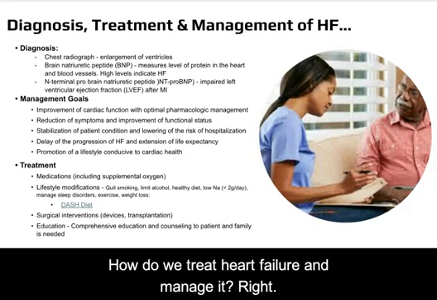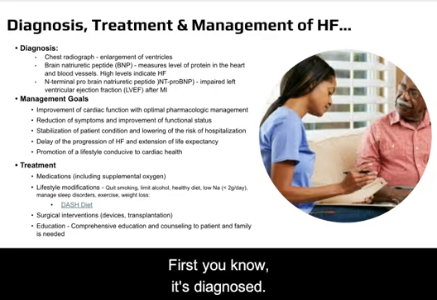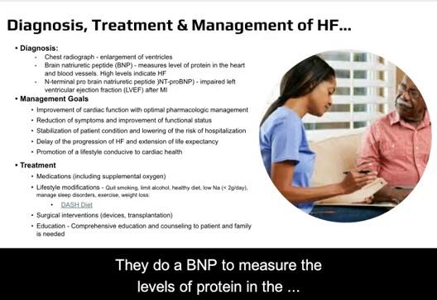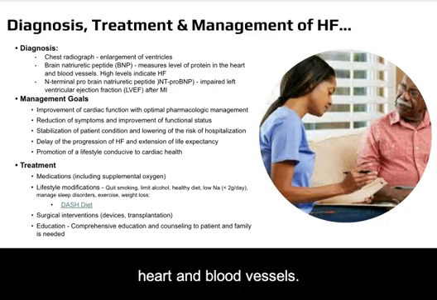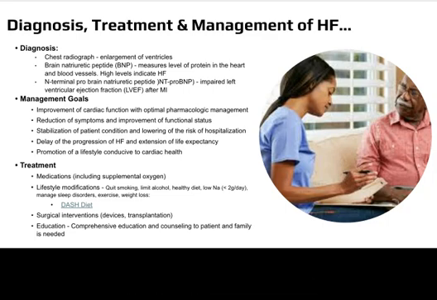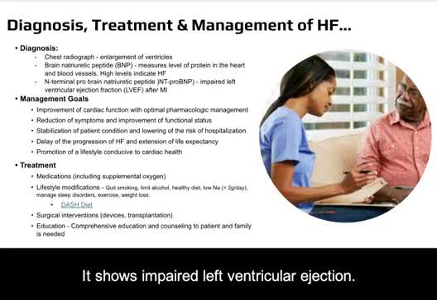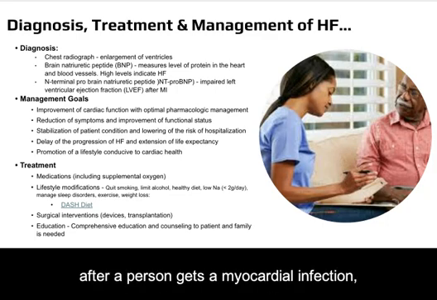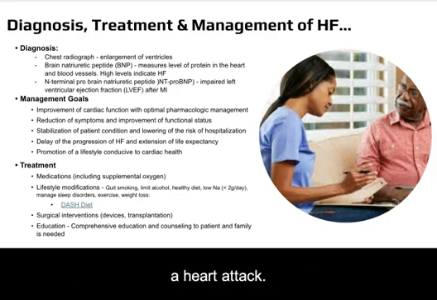How do we treat heart failure and manage it, right? First, it's diagnosed. You do a chest x-ray, look at enlarged ventricles. They do a BNP to measure the levels of protein in the heart and blood vessels. High levels indicate heart failure. Then the N-terminal pro-brain natriuretic peptide, I'm sorry, even I cannot pronounce that, it shows impaired left ventricular ejection fraction. This happens usually after a person gets a myocardial infarction, a heart attack.